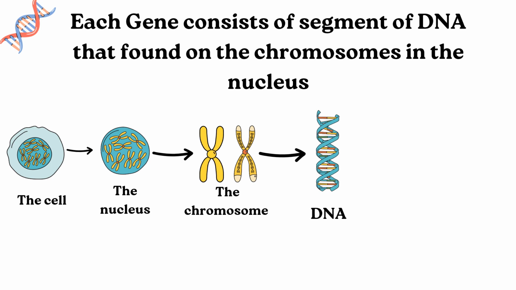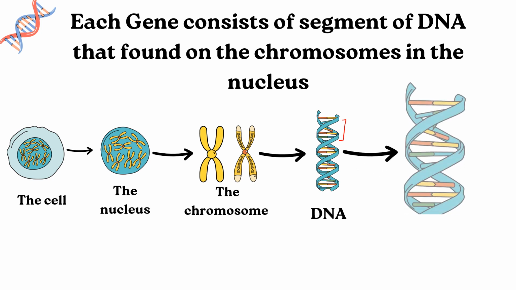Each gene consists of a segment of DNA found on the chromosome in the nucleus. Let's review again from the beginning. The cell has a nucleus, inside the nucleus there are a number of chromosomes, inside the chromosome there is DNA. A part, segment or section of the DNA makes something called a gene.